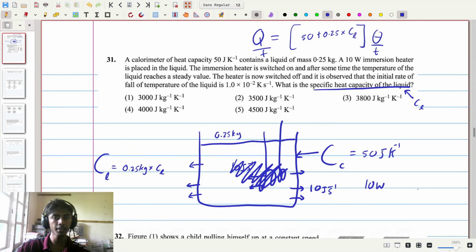Now here we are given theta divided by time, the rate of temperature loss, which is equal to 1.0 times 10 to the minus 2 kelvins per second. So instead of this value, I can substitute in 1 times 10 to the minus 2 kelvins per second. Therefore, this is the expression for the heat lost per second. Now if that value is equal to 10 watts, we can say 10 is equal to 50 plus 0.25 times c sub L, times 10 to the minus 2.